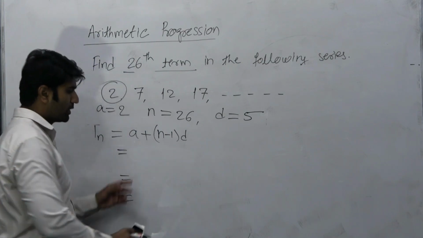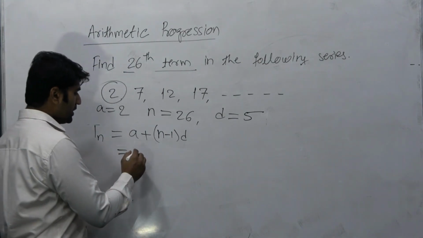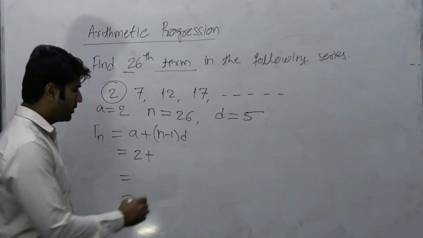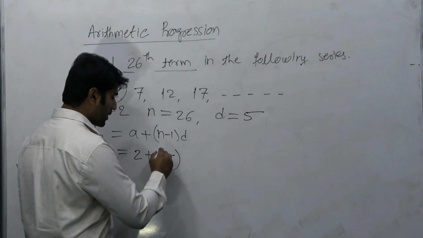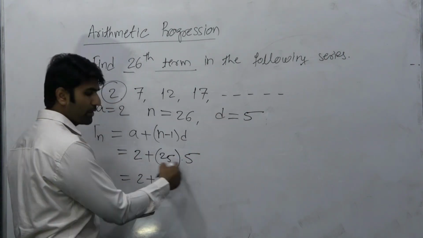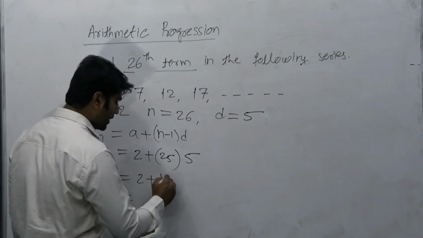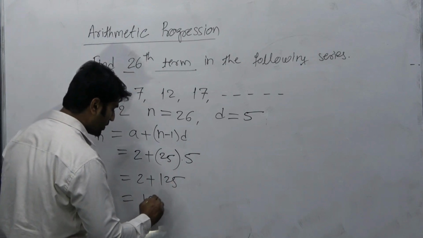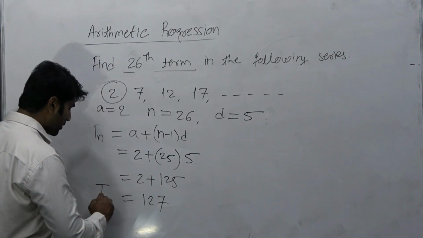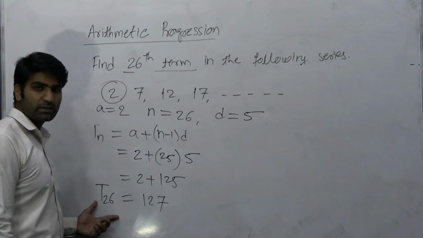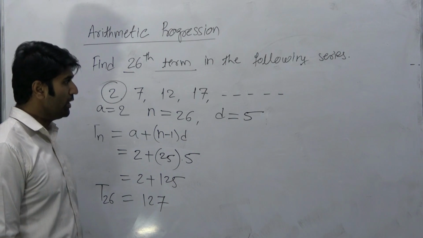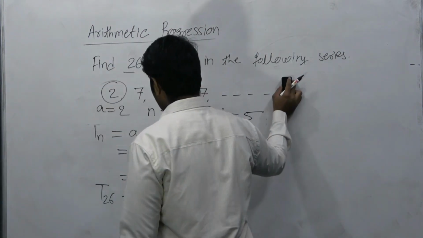So let's put the values in the formula. a means 2 plus n minus 1. So 26 minus 1 means 25 into, what is the difference? 5. So 2 plus 25 into 5, 125, and the addition is 127. So this is the 26th term, T26. The 26th term is equal to 127. Okay, so let's take another example.